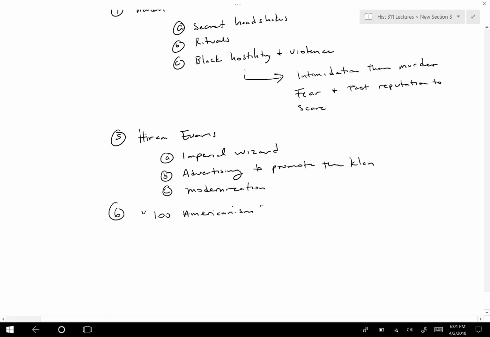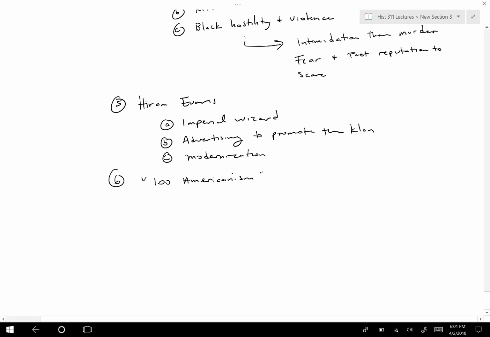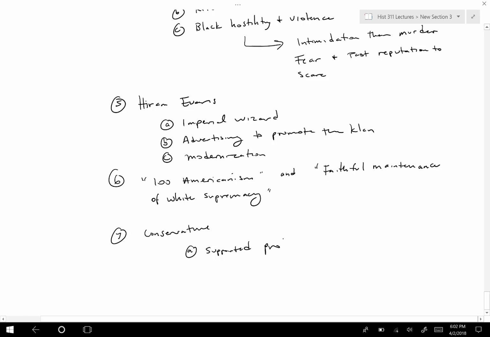Again, the anti-immigrant sentiment, and what they called faithful maintenance of white supremacy. They were super conservative. So again, conservative reaction. They supported prohibition. They attacked birth control. Anti-Darwinism. Against women and women's independence.